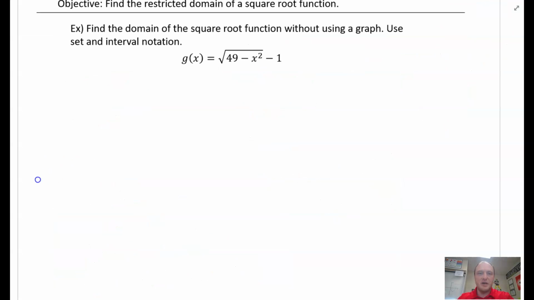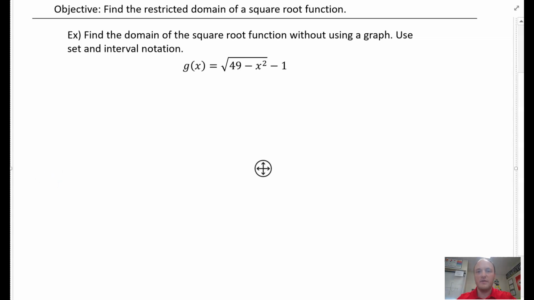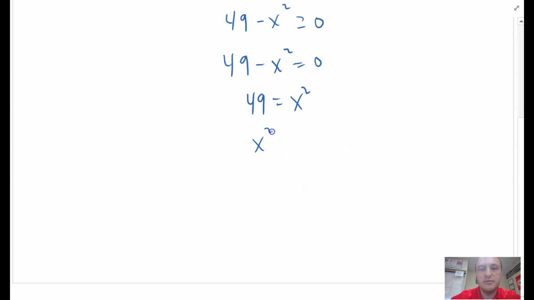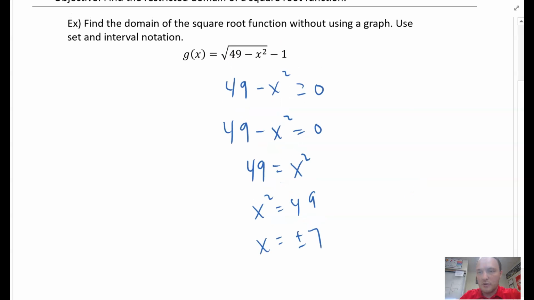Next example. In this example, we have 49 minus x squared. And we want this to be greater than or equal to 0. Okay, so I want to go ahead and solve this. 49 minus x squared is equal to 0. Okay, and when I do this, we get 49 is equal to x squared, which means if I just use the reflexive property, that x is equal to plus or minus 7. So again, these are our critical values.